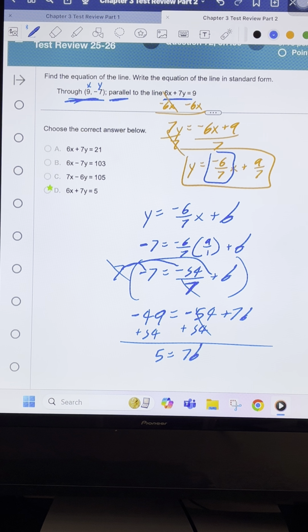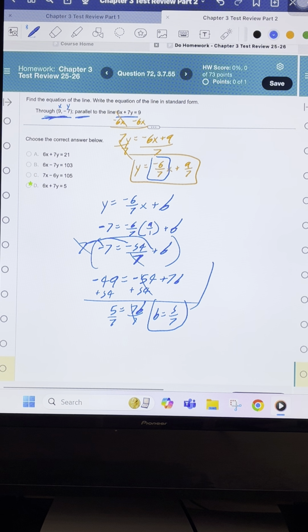So let's add 54. Add 54. That's going to give me 5 over here. 7b divided by 7. So my b is equal to 5/7.